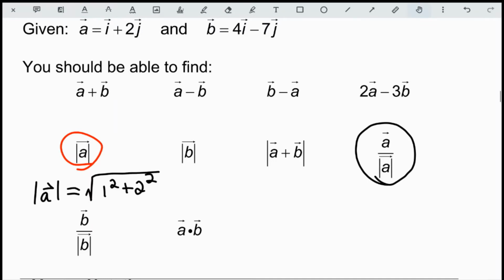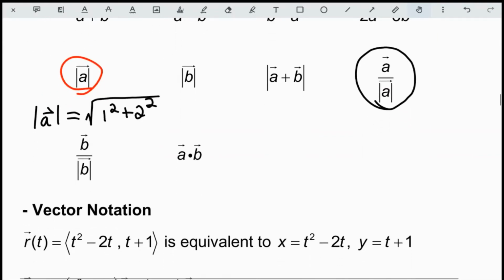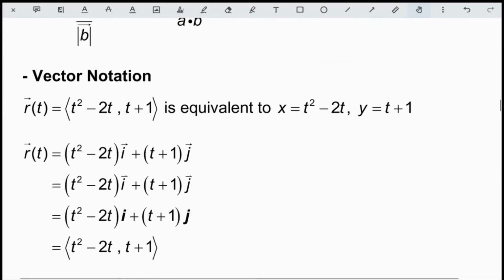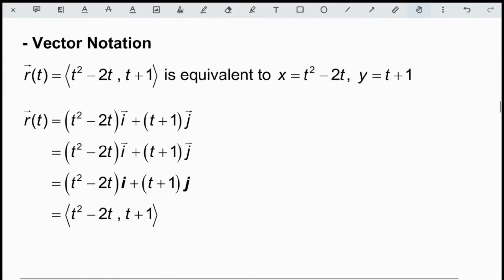Okay, so anyway, there's a lot of calculations there. We're not going to go through all of them because those are all things that you've done. They're all fairly simple. But remember with magnitude, how those are calculated. Remember what a unit vector means. Okay, so here's some of the notations that you might see.